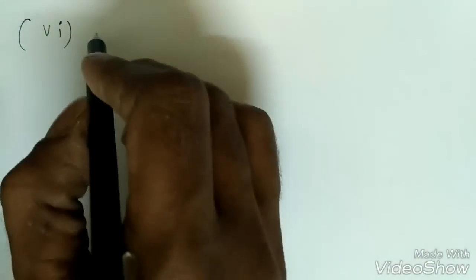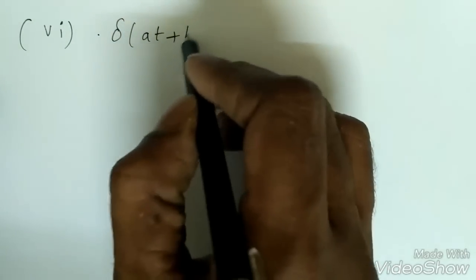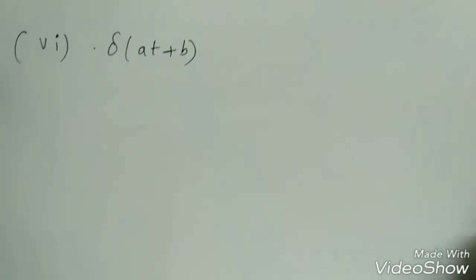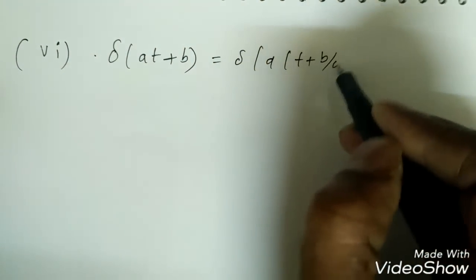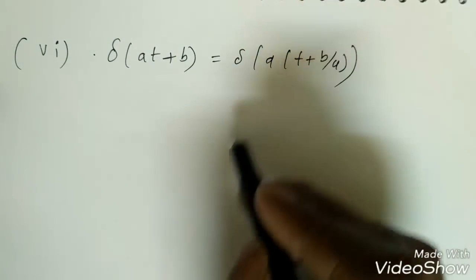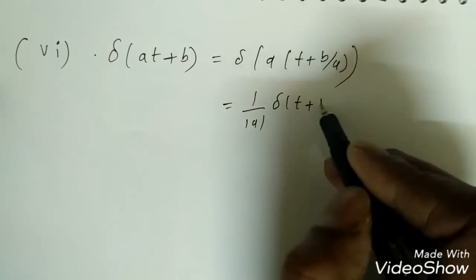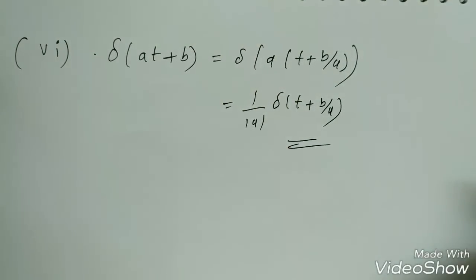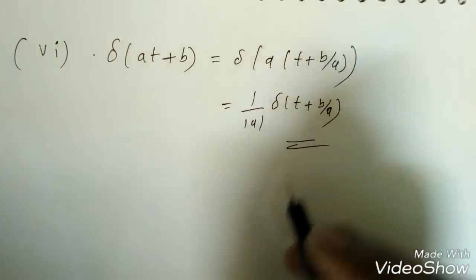Next, the last property is the sixth one. Sometimes we may get it, otherwise we can neglect this also. Suppose there is delta of at plus b. So how to proceed with this one is, take a common, that is t plus b by a. Now a into t, we know this will become 1 by mod a delta of t plus b by a. This is one more property of the delta function, if it is shifting and scaling at a time. So this is b by a.